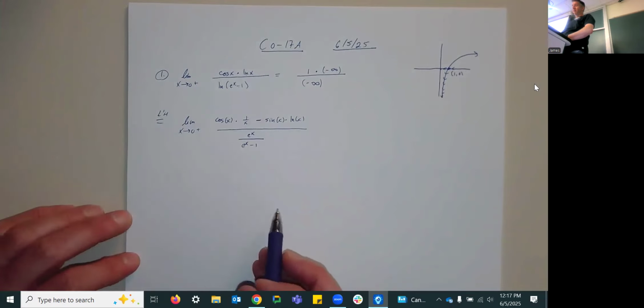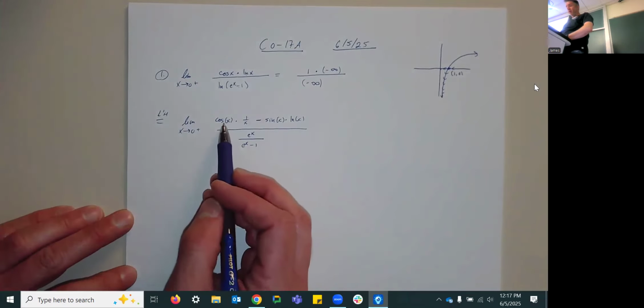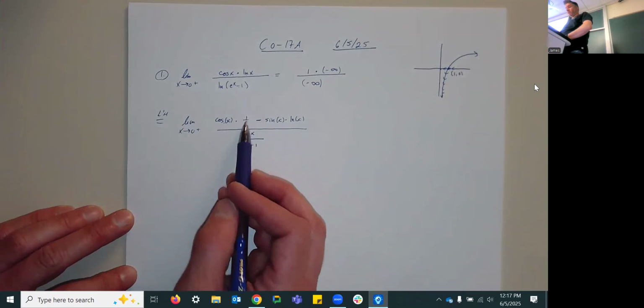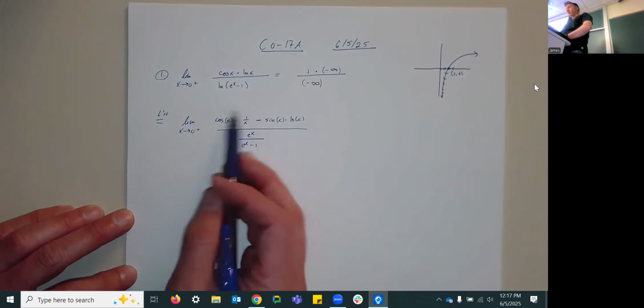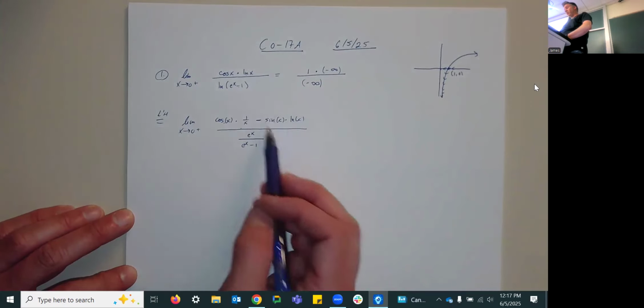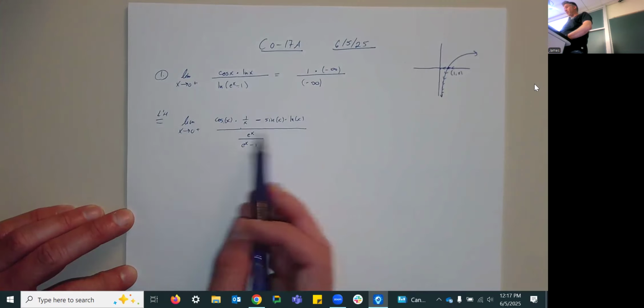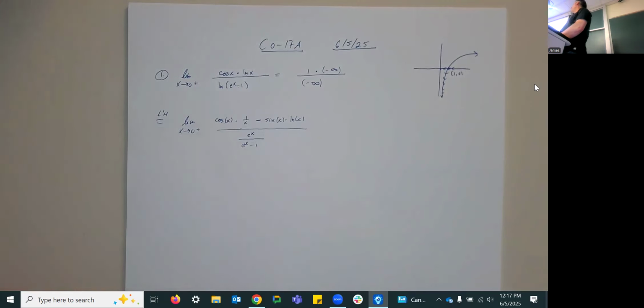It's actually positive infinity, because you have a 1 here times a 1 over 0 here. That part's going to give you infinity. That part's going to give you 0. That part's going to give you infinity. But it's kind of gross. I don't want to use quotient rules inside of L'Hopital's rule.